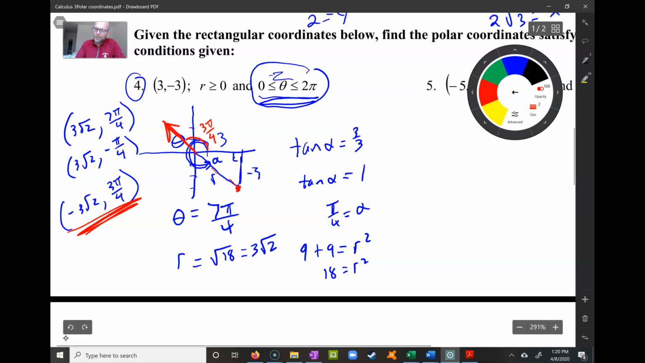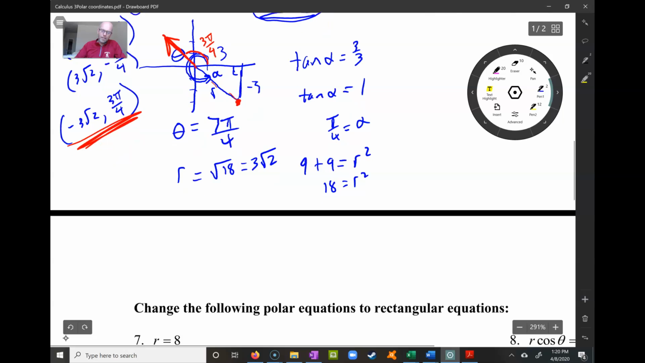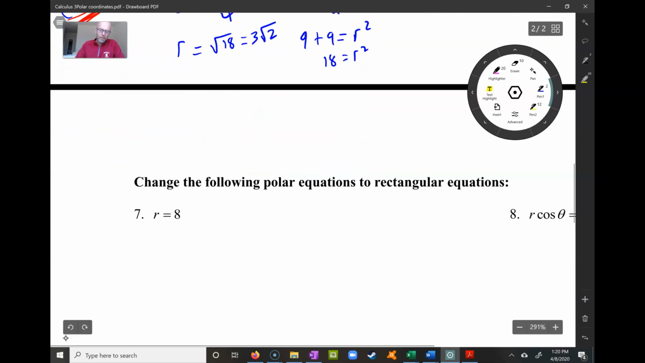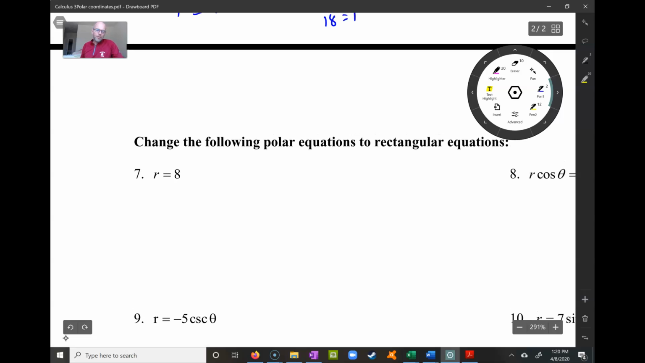Okay, so hopefully you guys are feeling pretty good about graphing polar coordinates and switching back and forth between points. Now another step up is dealing with these equations. So change the following polar equations to rectangular equations. So I'm going to do a few of these.